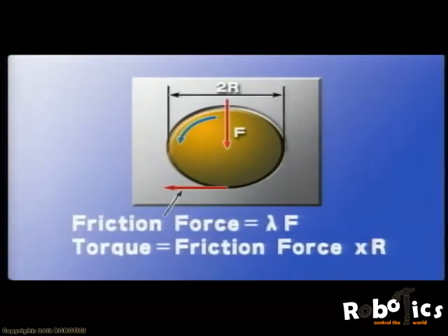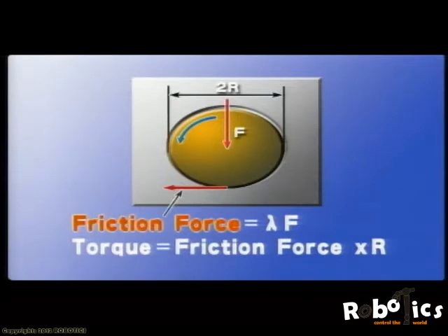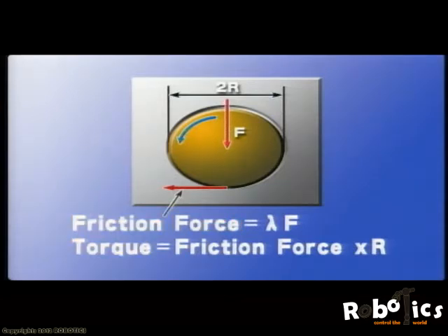This is a cross-section of a bearing. Here's the shaft, and here's the bearing. With bearings, it's important to reduce 2 things: the friction force and the torque needed to turn the shaft. As shown here, the friction force is determined by multiplying the force applied to the shaft by the friction coefficient. The torque needed to turn the shaft is found by multiplying the friction force by the shaft radius. To reduce the torque, you must reduce the diameter of the shaft, while being careful to maintain sufficient shaft strength.